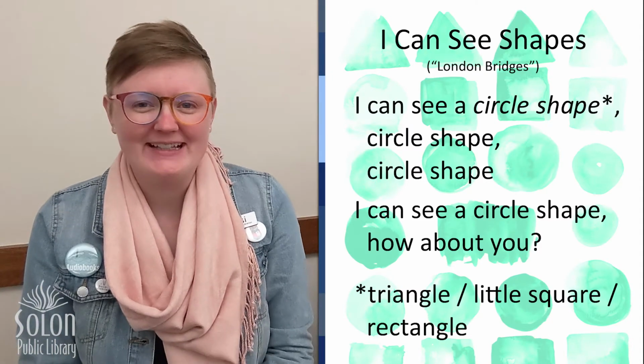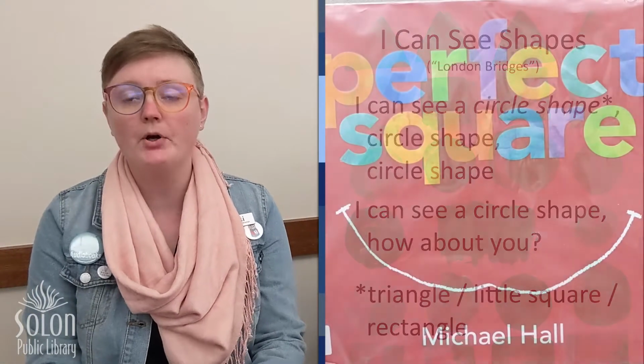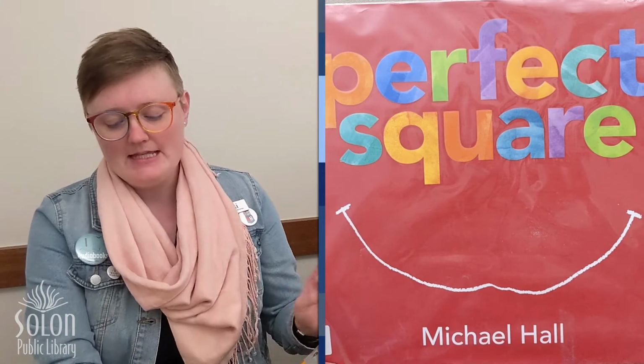Good singing, friends. Our last book this week is called Perfect Square, and it's written and illustrated by Michael Hall. And this book is one of my very favorite shape books because you get to see all of the different kinds of shapes that you can make with just one square. What does that mean? Let's find out.